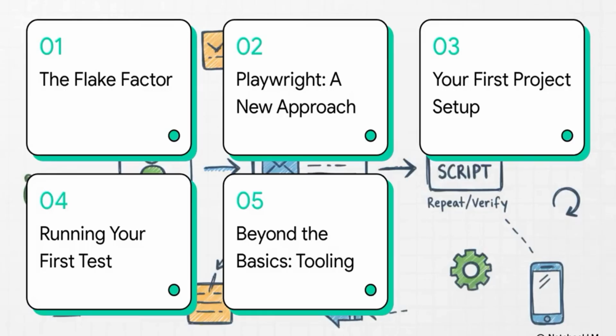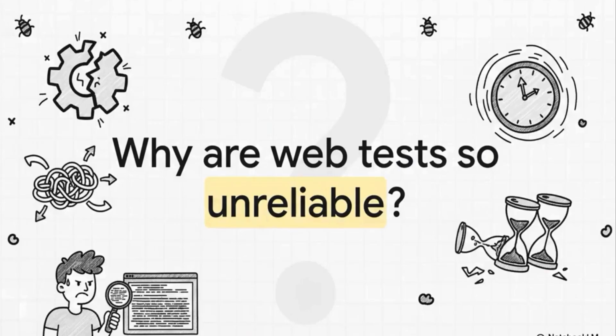All right, so here's our game plan for today. First, we'll talk about the flake factor. What makes tests so unreliable? Then we'll see how Playwright offers a fresh approach. After that, we'll get our hands dirty with a project setup, run a test, and then, the fun part, we'll check out all the cool tooling. Okay, let's just get right to it.